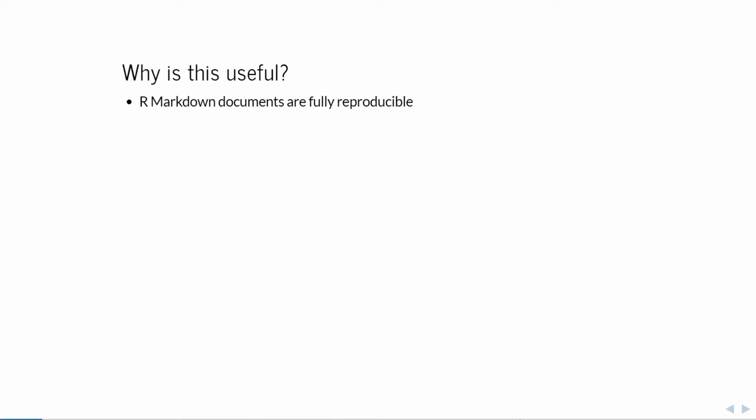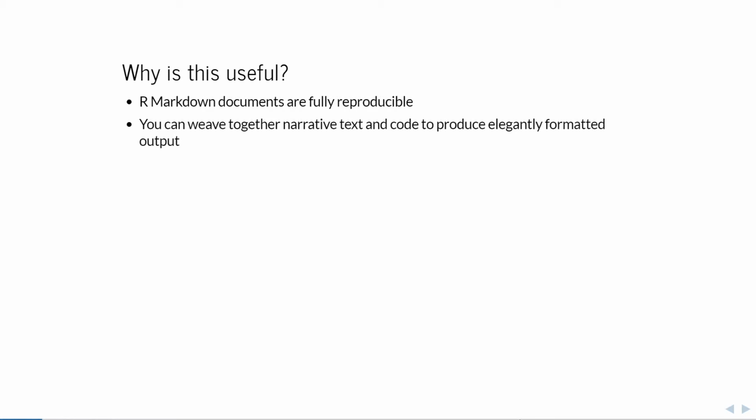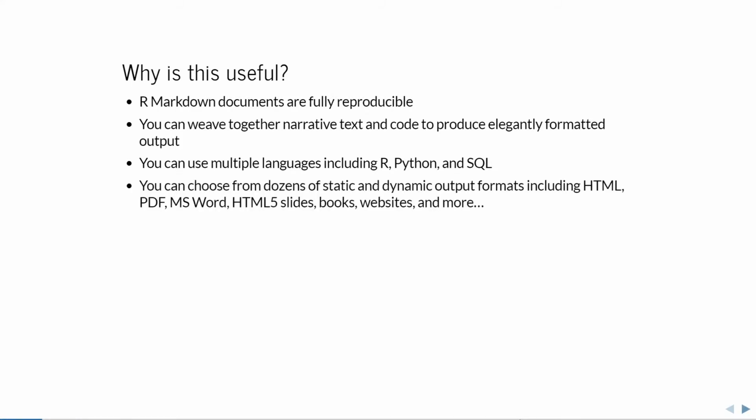R Markdown documents are fully reproducible. You can weave together narrative text and code to produce elegantly formatted output. You can use multiple languages, including Python, R, and SQL. And you can choose from dozens of formats that are either static or dynamic, including HTML, PDF, MS Word, HTML5 slides, books, websites, and more.